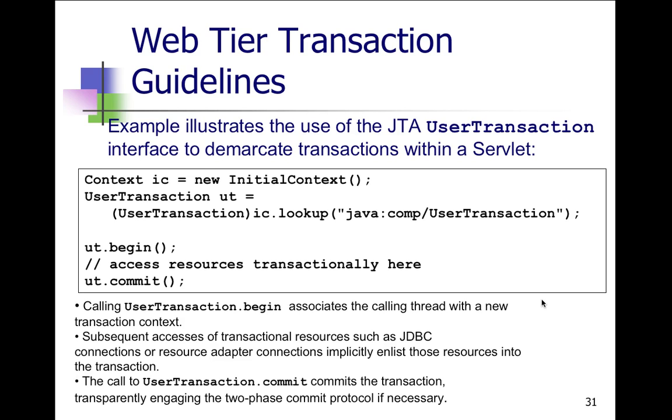So accessing subsequent accesses of transactional resources such as JDBC connections, resource connectors, they're implicitly enlisted into the transaction. So they're all part of the same system. They're incorporated automatically through the instructions that are included in between the begin and the commit. The commit itself saves the transaction and uses a two-phase protocol if necessary. And that would be programmed in, actually.